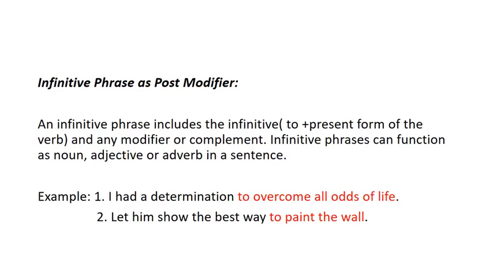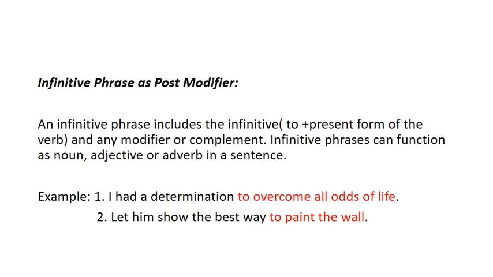Now, infinitive phrase as post modifier. Students, you all know what an infinitive is. An infinitive is to plus the present form of the verb. Now I will show you how an infinitive phrase is constructed. An infinitive phrase includes the infinitive and any modifier or complement. Infinitive phrases can function as a noun, adjective or adverb in a sentence. There are two examples for you.